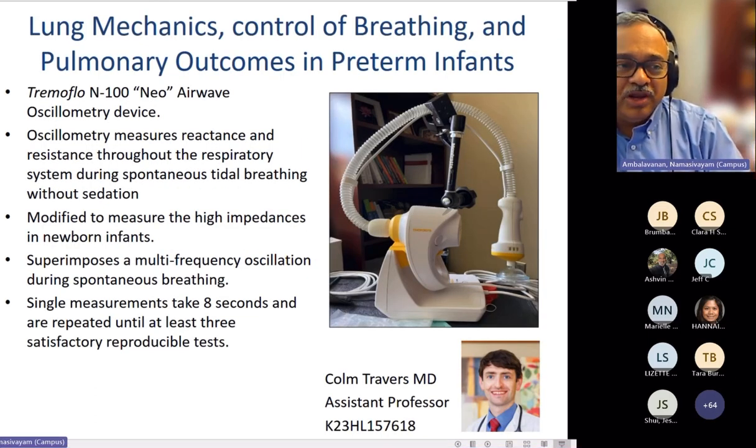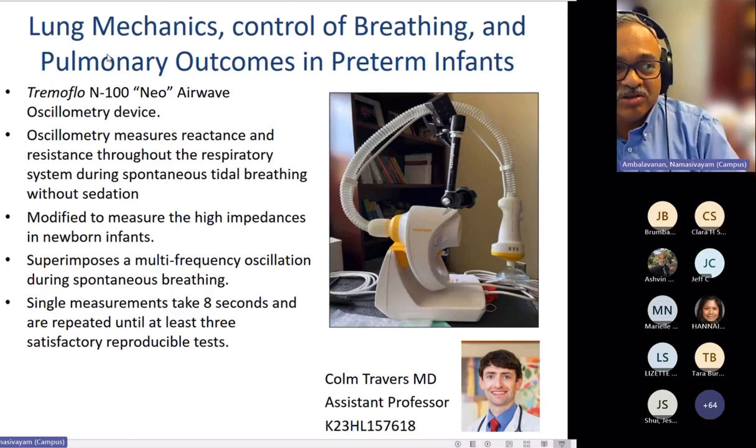Now moving on to lung mechanics. This is Colin Travers, that you see his picture down the right bottom. He's one of our faculty who has a K23, focused primarily on measuring lung mechanics in preterm infants. For the past few years, we've been using this device called the tremor flow, which is an airwave oscillometry device. It puts a random waveform to the baby who's spontaneously breathing. You have a mask here, and you put that mask over a baby's mouth, and you put a waveform for about 8 seconds. And then you take off the mask, and then you put the mask on again for 8 seconds, and you measure it.